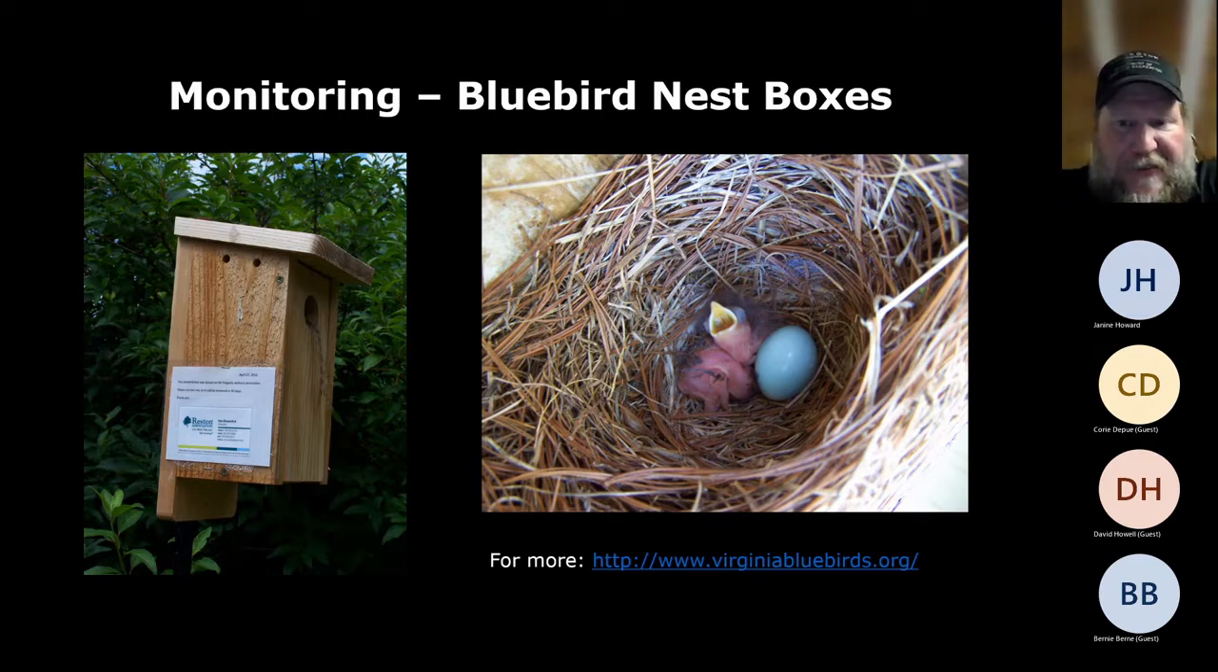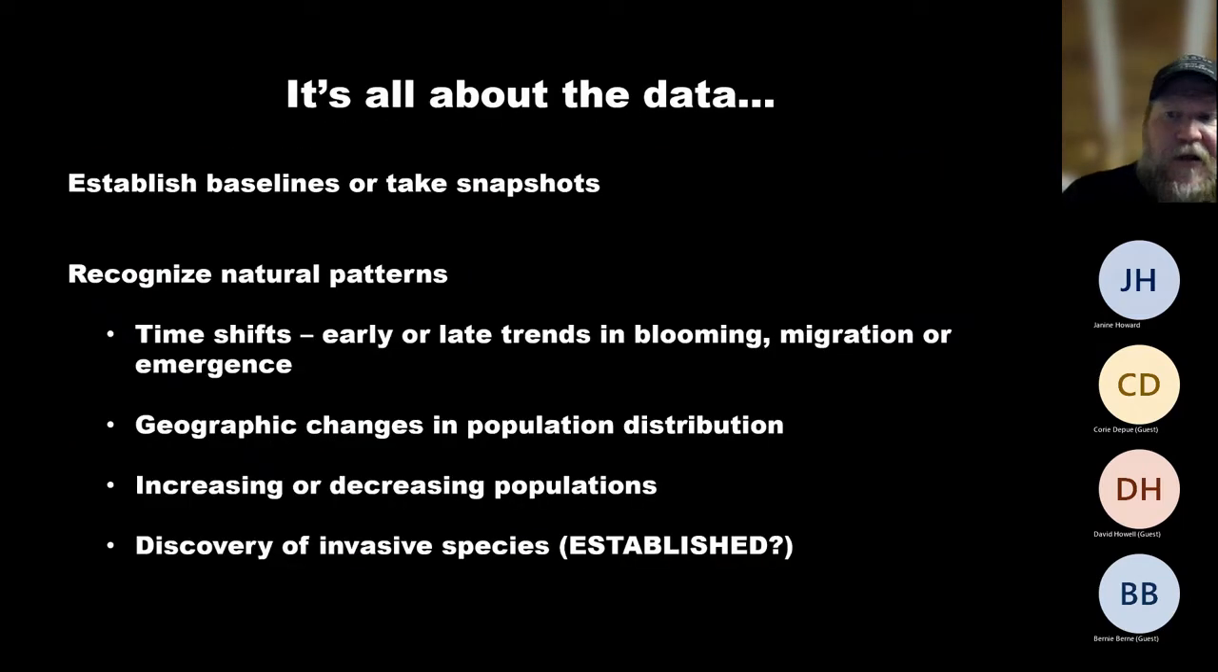Like I said, I just chose this one because it was one that I had done, but I also had pictures from the Virginia Bluebird Society, which has trails all around the state. They have volunteers that go out and monitor the boxes, check them once a week, and report what they're finding and the success or failure of the nest. So I should think they would have a pretty rich data set, especially from around the state, which is really nice to see how they're doing. So it's all about the data. You can help to establish baselines or take snapshots, and help to recognize natural patterns.